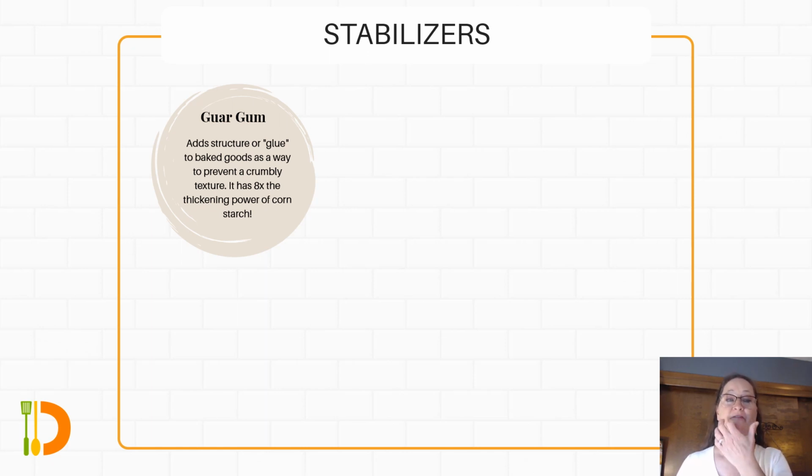This is a fiber from the seed of a guar plant. It's high in soluble fiber and low in calories. Sounds scary, but it's not. Now you know if you see it in ingredient lists in products on the market. Guar gum adds structure, or glue, to baked goods as a way to prevent a crumbly texture. It has 8 times the thickening power of cornstarch.